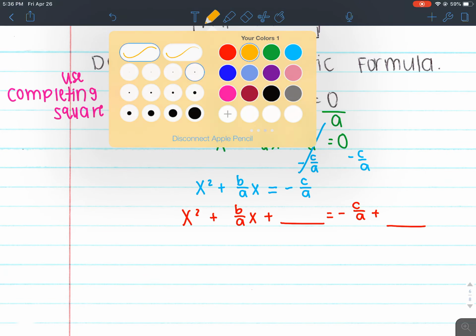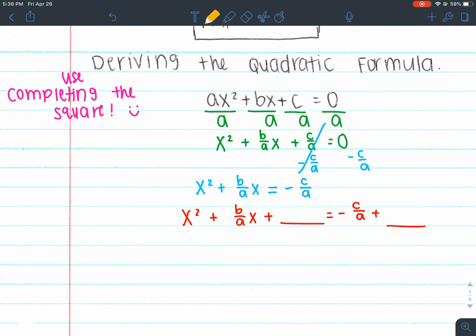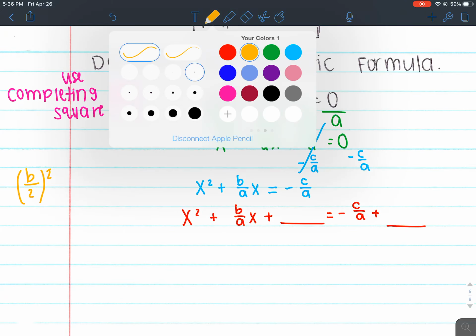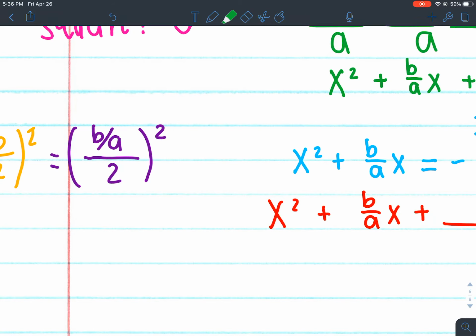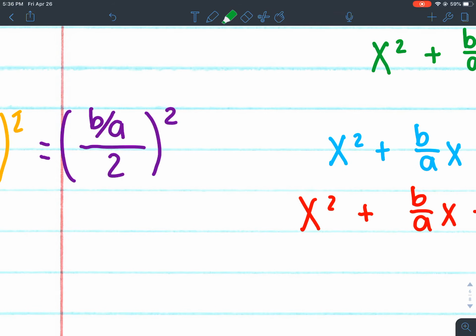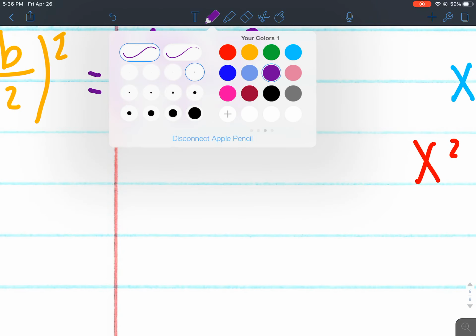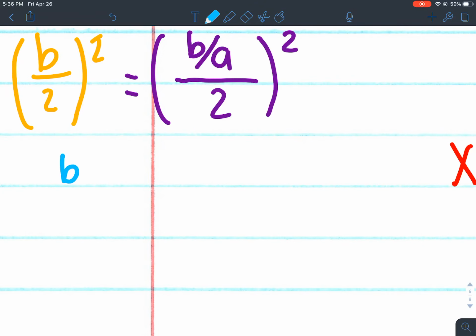All right. Now, do we remember what goes in those blanks? Remember, we take our b divided by 2 and square it. So we know it's going to be b divided by 2 and square it. Well, my b in this case is b over a, so it's kind of nasty looking. So we have b divided by a over 2 squared, right? Because this is our b, right? It's whatever is attached to the x. So let's first divide it by 2, okay?